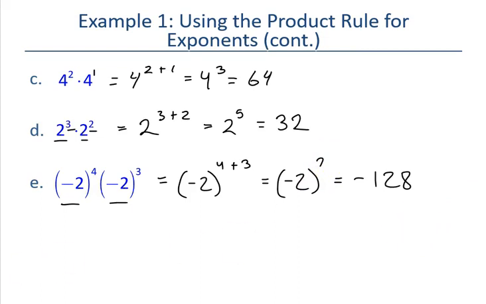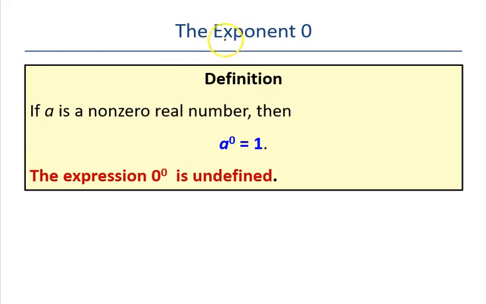So let's continue on. Let's look at another rule definition here. Okay. The exponent 0. Definition. If a is a non-zero real number, then a to the power of 0 always equals 1. Okay? And then the expression 0 to the power of 0 is undefined. Okay, let's continue on. We'll do a couple examples of these.